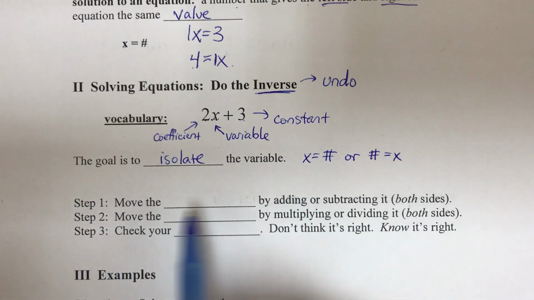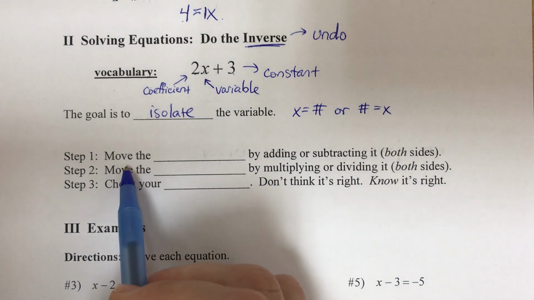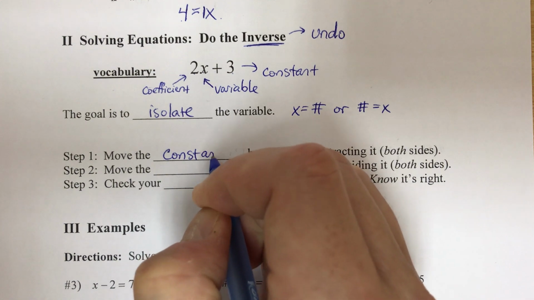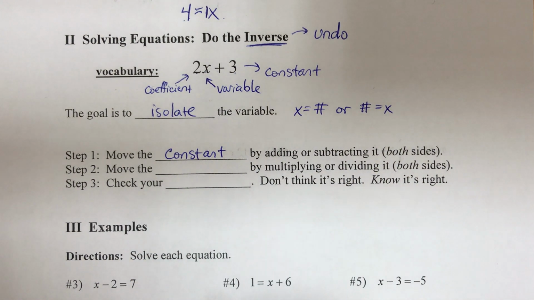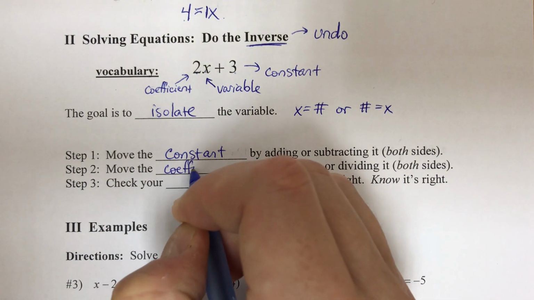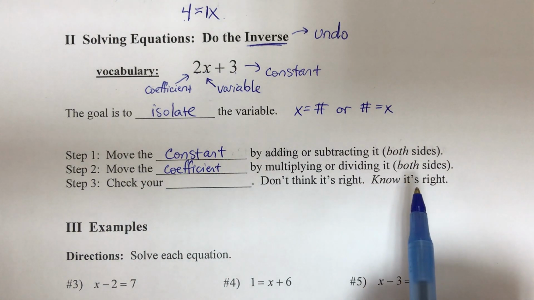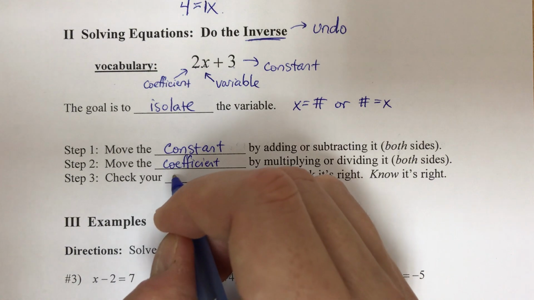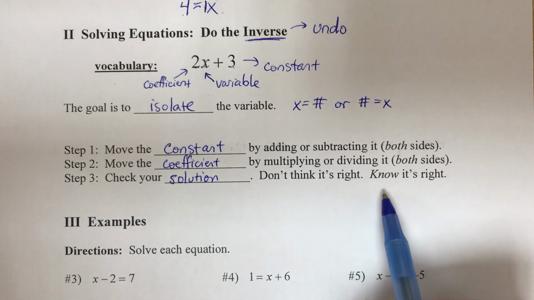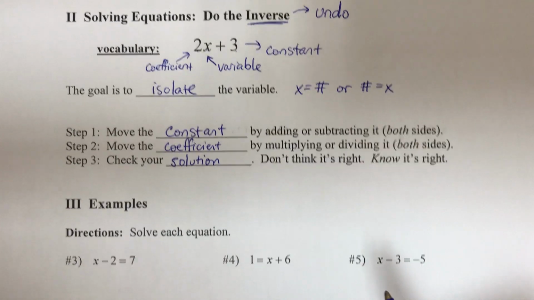All right, now I'm gonna kind of give you the strategies and then we'll look at some examples and see how we use them. Step number one is usually to move the constant by adding or subtracting it on both sides of the equation. And then step two is usually to move the coefficient by multiplying or dividing it. And I'll explain this when we get into the examples. And then the last thing we always want to do is check your solution. We want to know that it's right. So we'll check. And again, as we get into this, I'll show you what I mean by these things.